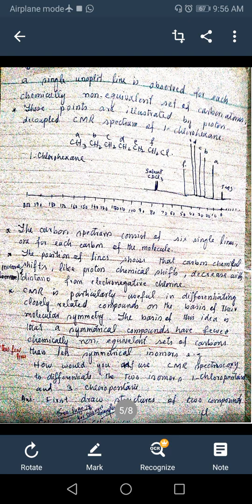Now you can see this is a similar point as it was present in the PMR, that more de-shielded protons are present downfield and have a greater value of delta. Same is the case here. Now here you can see another important point.